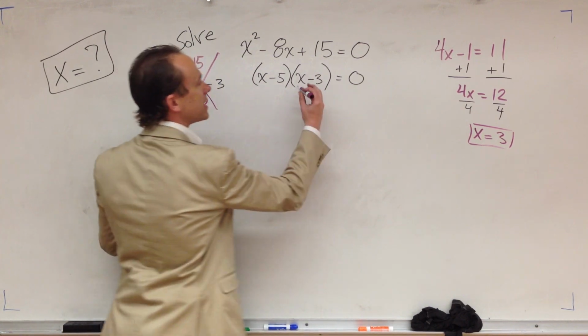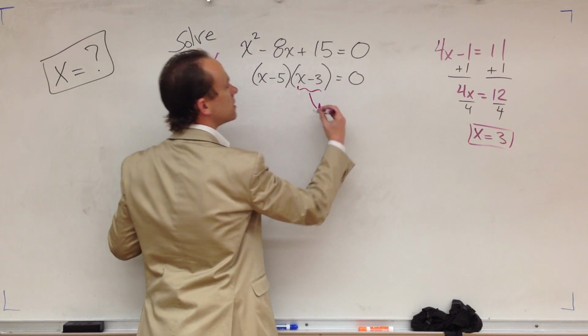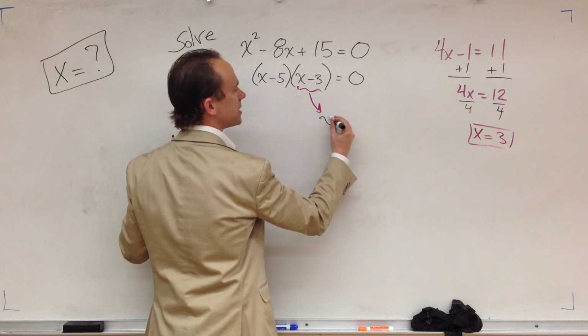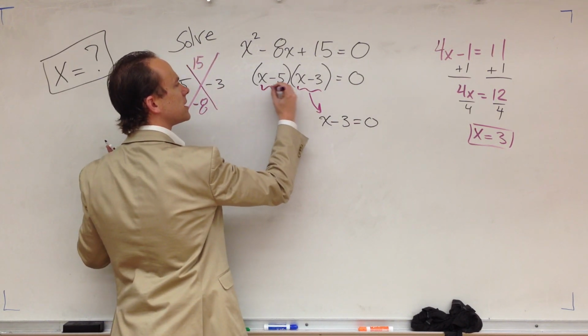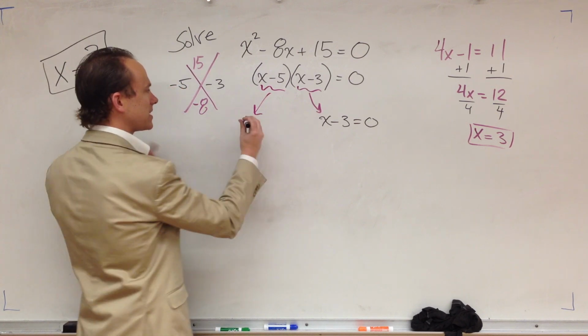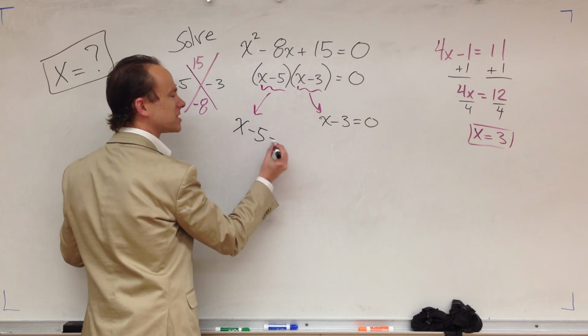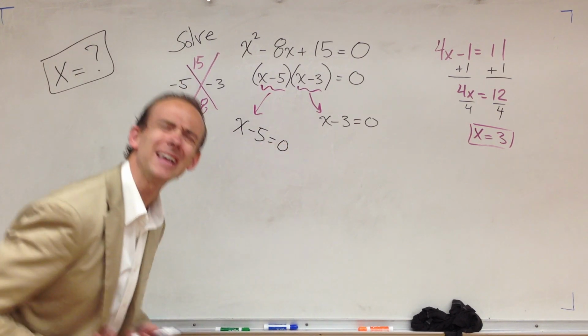Look, in this case, you take what's inside the parenthesis and set it equal to 0. You take what's inside that parenthesis and set it equal to 0. Why is that? Why did I do that?